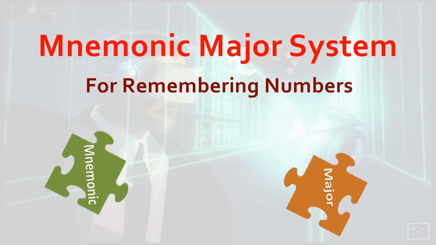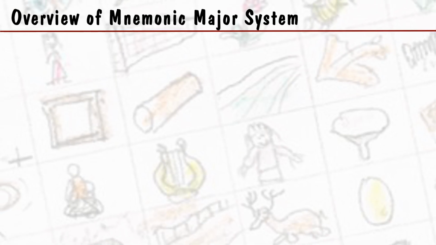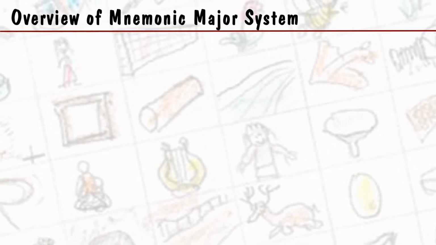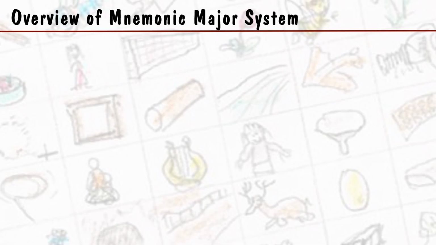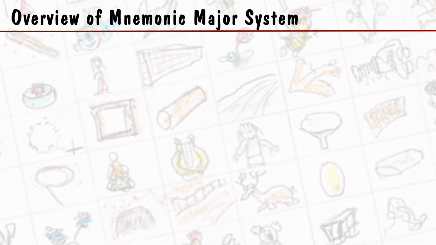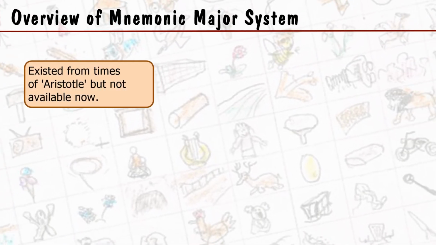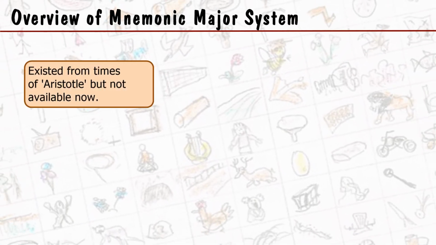Let us now learn the Mnemonic Major System, which is also called the phonetic number system. The Mnemonic Major System is a technique to remember numbers by converting them to alphabets and then forming easy words for memorization.